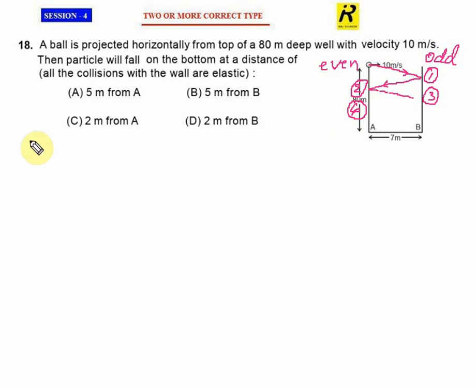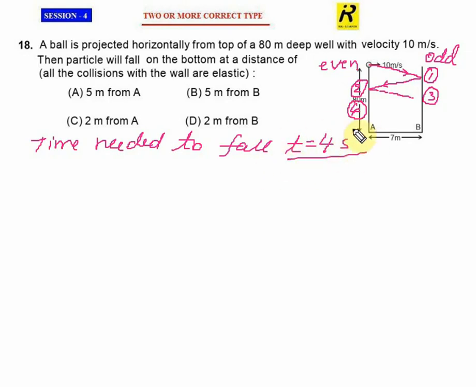We already found the time needed to fall is t equals 4 seconds. This is calculated by vertical displacement only, so we already did that. But the ball should not go out of the boundary of this well. It should lie within the boundary somewhere here, making multiple collisions on the side walls.